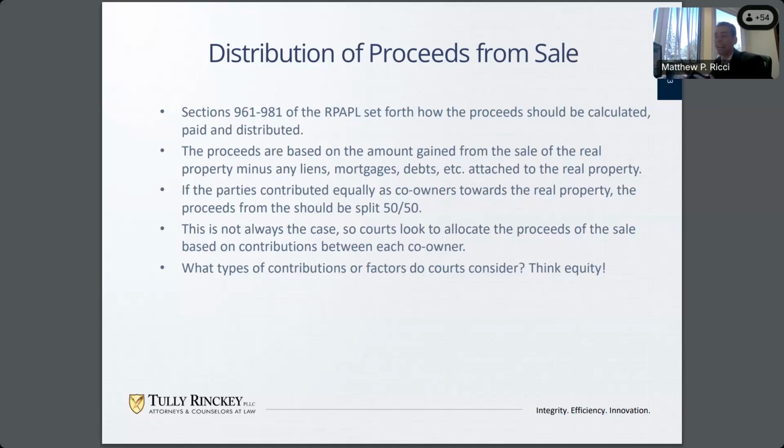Now, ideally, in a perfect world, if the parties contribute equally as co-owners towards the real property, then the proceeds of the sale should be split 50-50. Now, this is not a perfect world, and unfortunately, not often the case. So what courts look at is they look to allocate the proceeds based off of the contributions made between each co-owner. What type of contributions or factors should the courts consider? Well, think equity. Next slide, please.